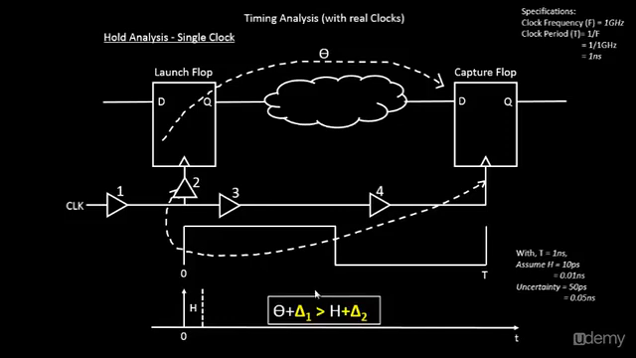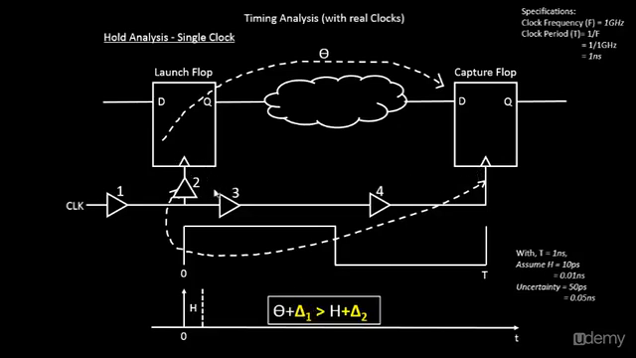Hello everyone. In the last video, we came up with an equation for the whole timing analysis. So let us try to look into each and every parameter of this particular equation in some detail. So delta 1 was the launch flop clock network delay. Delta 2 is the capture flop clock network delay. So what does that mean?